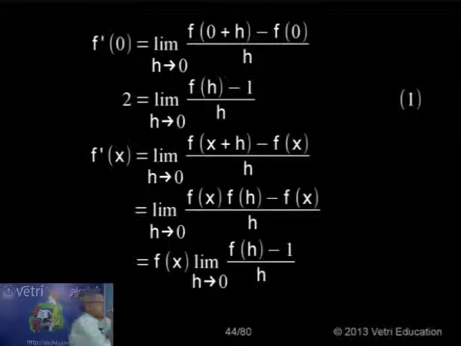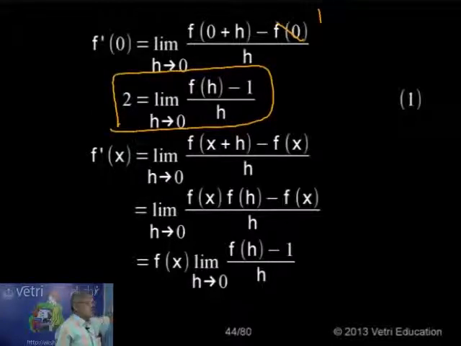f of 0 plus h is f of h. f of 0 is 1, just now we have proved f of 0 is 1. Therefore, f of h minus 1 by h, and it is given that f dash 0 is 2. Using the limit definition of f dash 0, we get 2 is equal to limit h tends to 0, f of h minus 1 by h. This is another condition we are getting. We call this condition 1.